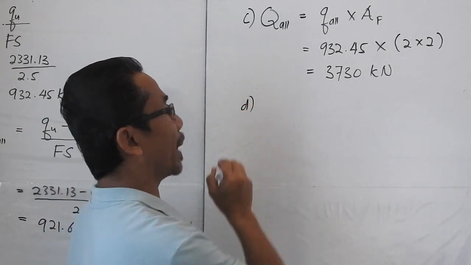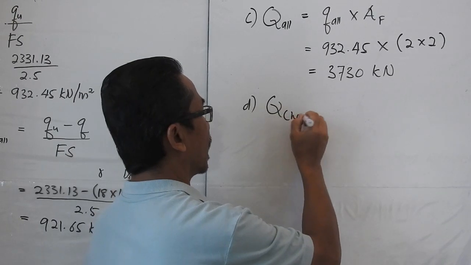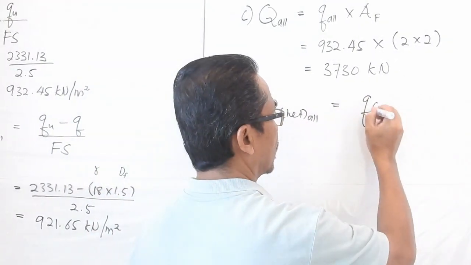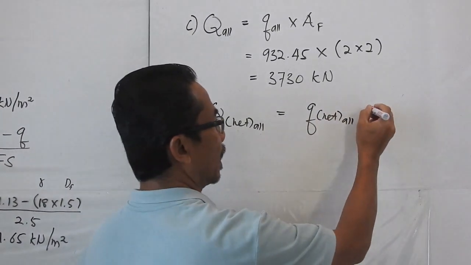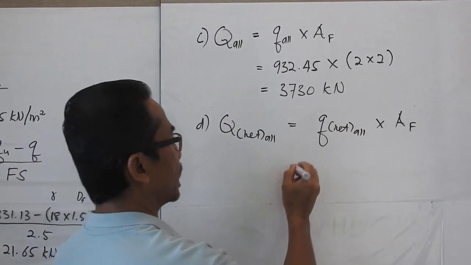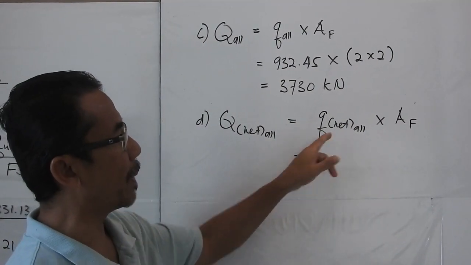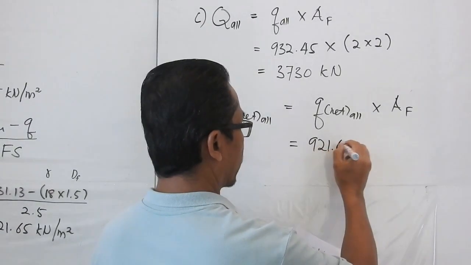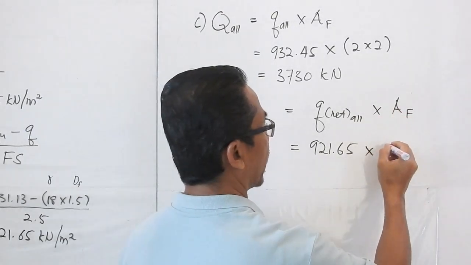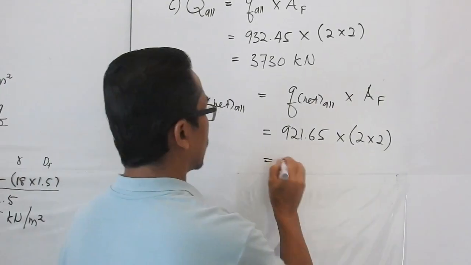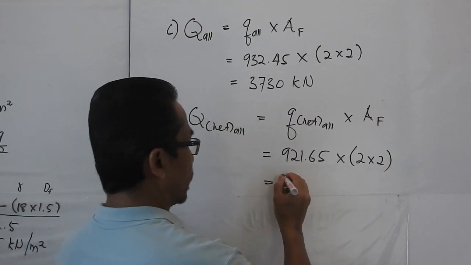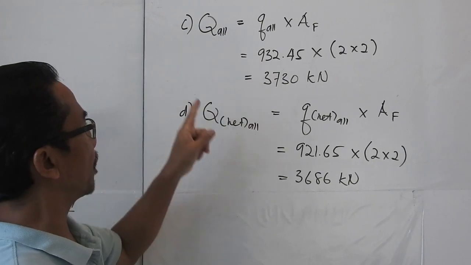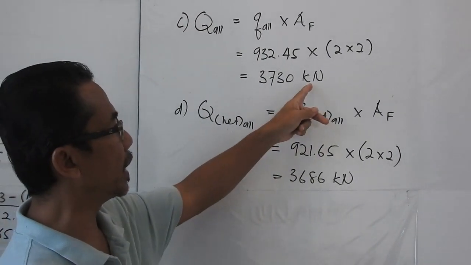Right. Finally, for part D, to calculate the net allowable load, which is equal to q net allowable, small q net allowable, multiplied by the area of the footing. Alright, so this q net allowable, the net allowable bearing capacity, we have calculated in part B, which equals 921.65 kilonewton per meter squared multiplied by the area of the footing, 2 meters by 2 meters. So the value of net allowable load is 3686 kilonewton. So for part C and part D, both represent load, so the unit is kilonewton.